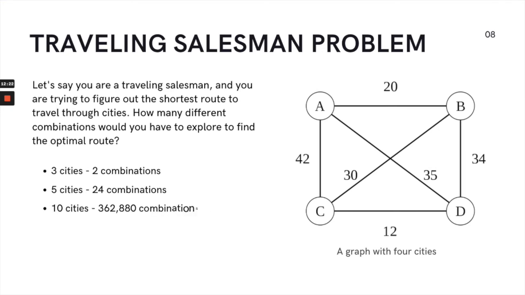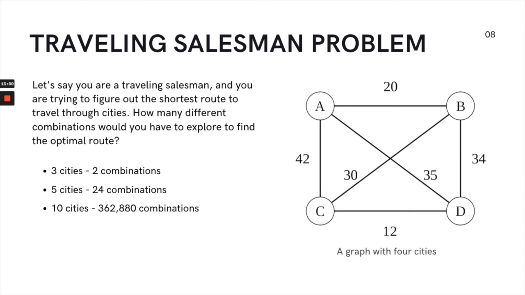So what could be an example of the problem? Here, the traveling salesman problem. It is a very classic computer science problem, and it's very simple. Let's say you're a traveling salesman and you're trying to figure out the shortest road to travel through cities. How many different combinations would you have to explore before you find the optimal road? Let's say you have 3 cities, you start from city A, and then you either go to city B and C, or you start from A, go to C and B. It's a really simple calculation. It's very easy to figure out, right? I can do this by hand.